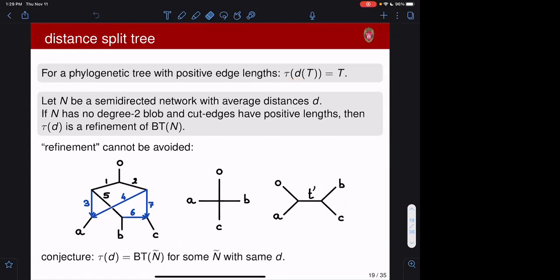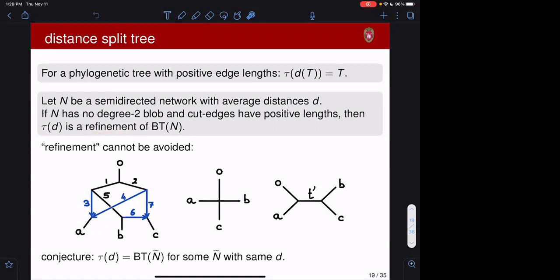And indeed, what we showed is if we have a network that's semi-directed and with average distances d, if we make really easy assumptions that there's no degree 2 blob and that the cut edges have positive length, then our distance split tree is a blob tree. No, it's a refinement of the blob tree. So unfortunately, we could only prove that we get a refinement of the blob tree. But refinement cannot be avoided.